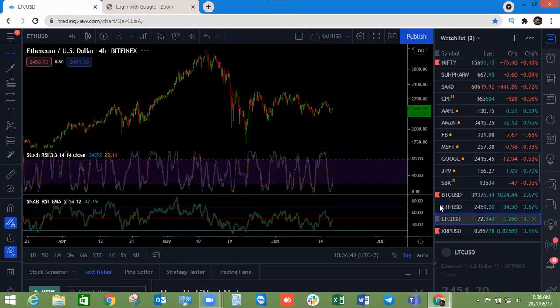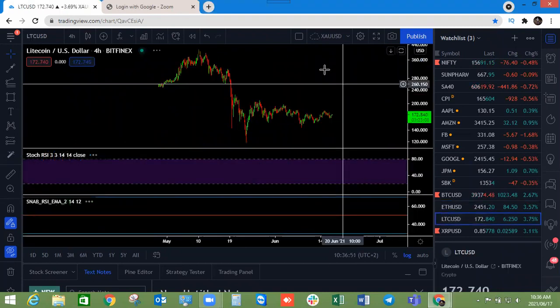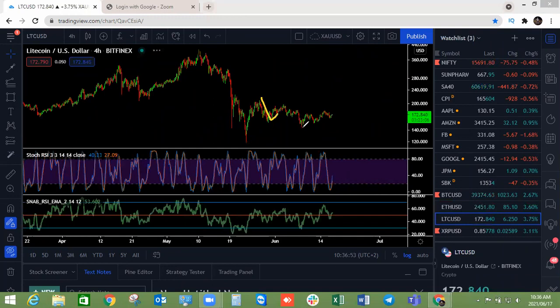Litecoin, 1, 2, 3, move to the upside. We want to see this continue to the upside. So the structure we're essentially looking for is 1, 2. We look for upside there. So this is a continuation pattern. We're going to see upside here on Litecoin.